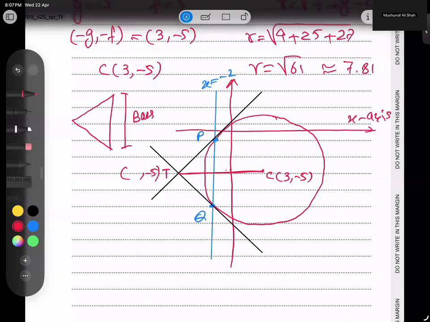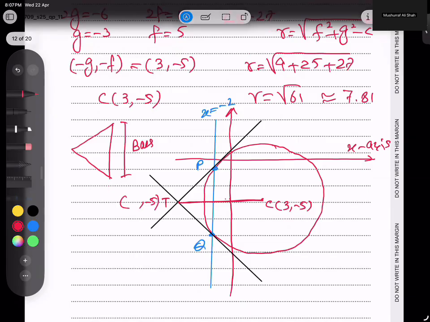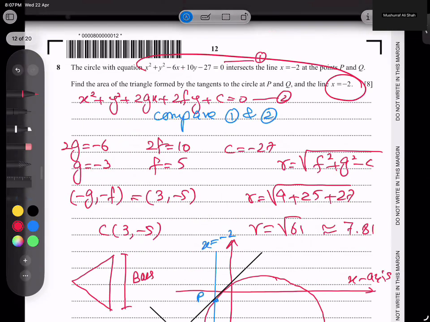But the x coordinate, I don't know. That is the important part. If I get that, and second, I'm looking for the P and Q coordinates. How to find P coordinates, students? I will solve this simultaneously. I'm going to plug in the x value -2 to get the coordinates of P and Q.